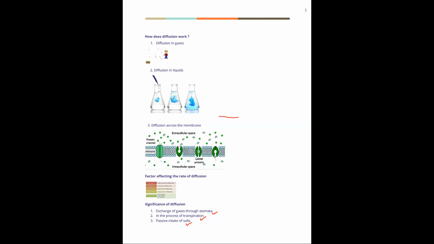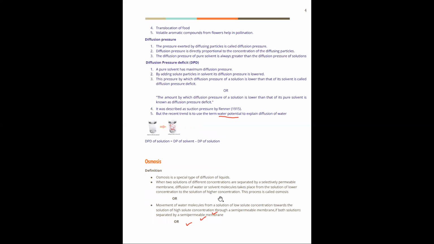Let me just scroll down. It is also involved in the translocation of food, and in the volatile aromatic compounds from a flower that help in pollination. Suppose there is a flower which is trying to attract insects or a bird for its pollination. It will release some aromatic compound which will diffuse in the atmosphere. So diffusion is used there also. These are a few significances of diffusion. Got it?